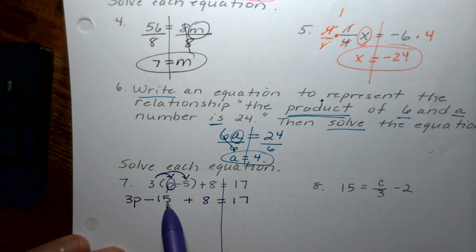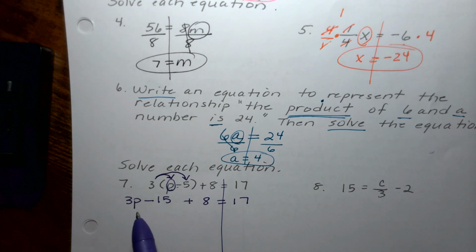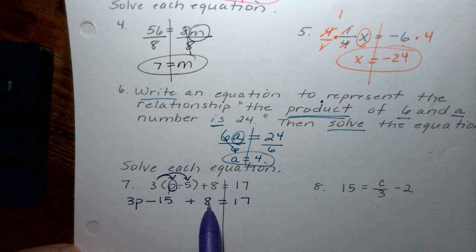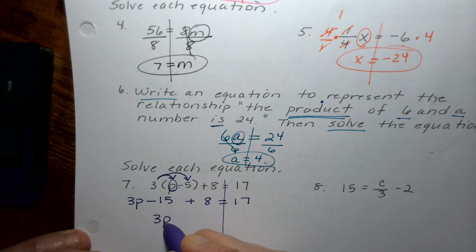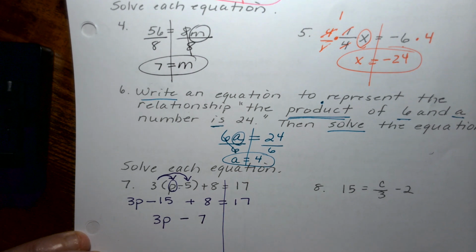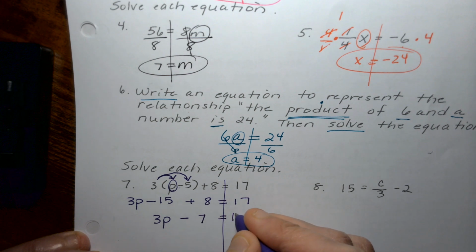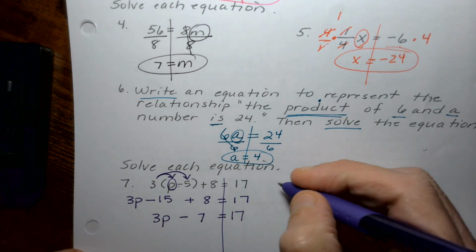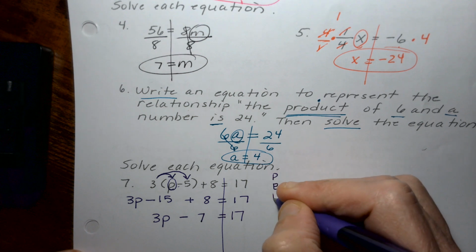Now I have 1, 2, 3 terms over here. We look for like terms. These are like terms. Don't forget the signs. We got a negative 15 and a positive 8. So 3p stays, and when I combine those two, I get a negative 7. Rewrite the rest. Now we do the opposite of PEMDAS.